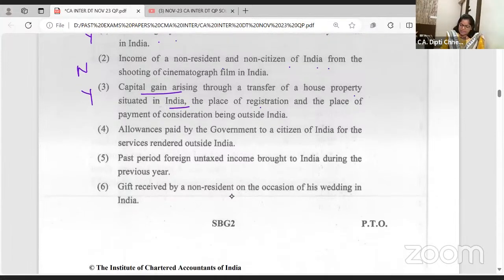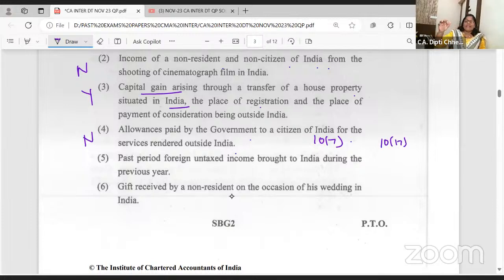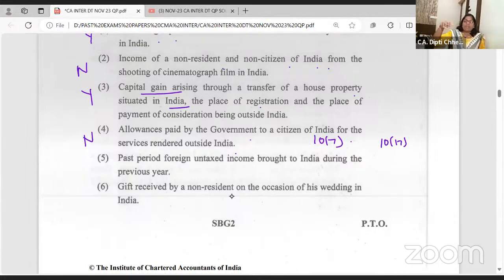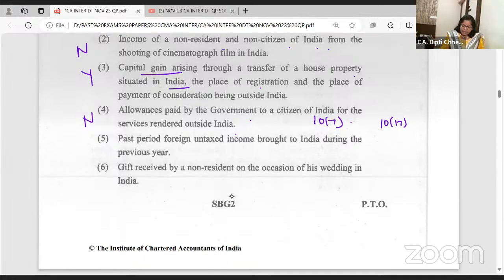Yes. Allowances are paid by government to a citizen of India for services rendered outside India. It is not taxable. Please remember, government of India paying salary outside India is fully taxable. But allowances are exempt under section 10, sub-section 7. Okay? In 10(7), allowances paid outside India are exempt, and in 10(17), whatever payment is received by MPs and MLAs, it's taxable in income from other sources, but allowances there also are exempt. This comes now and then in every exam.